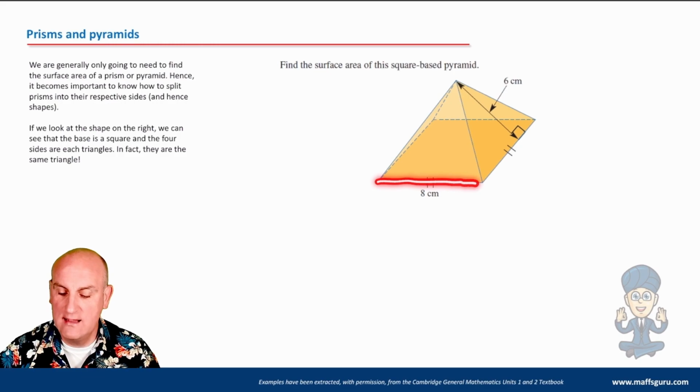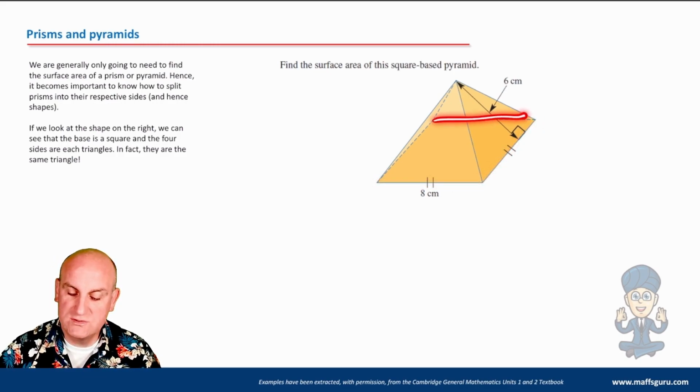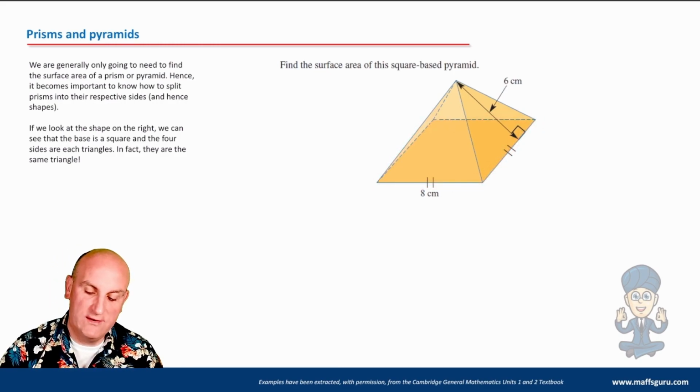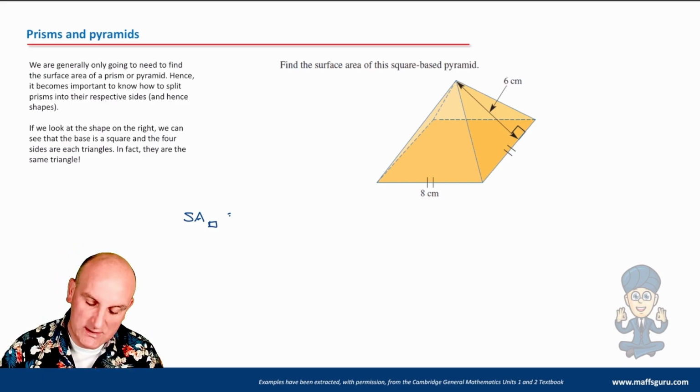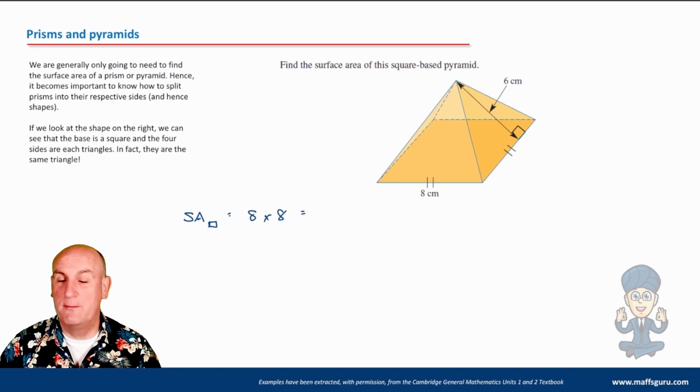So this length here and that length there are the same, which would suggest they are always the same. Now, whenever I work out the surface area, I actually do things like SA with a little box. That just tells me that I'm working out the surface area of, in this situation, a base. So in that situation, the surface area is going to be 8 times 8. Hopefully we all know why it's 8 times 8.